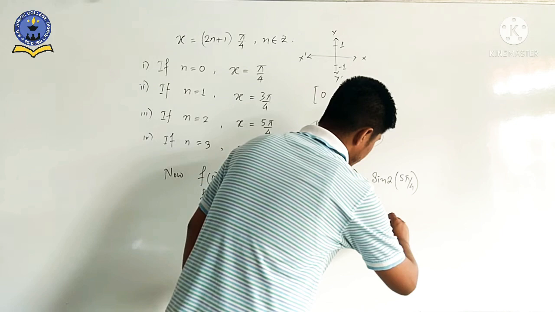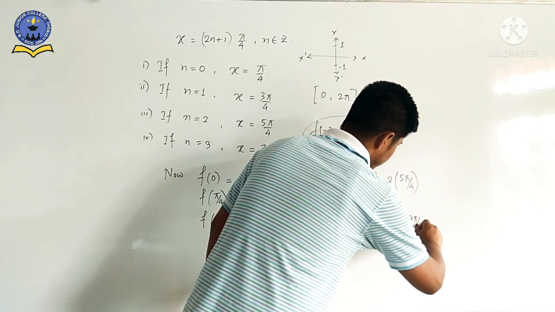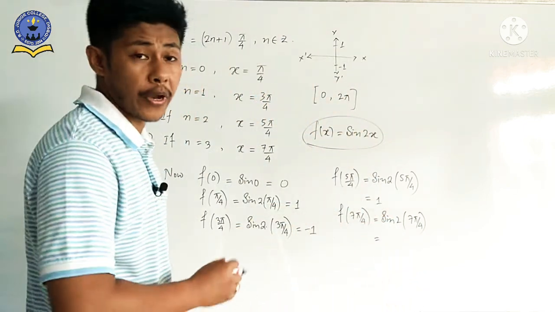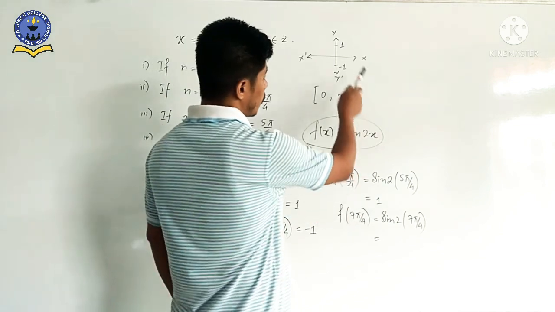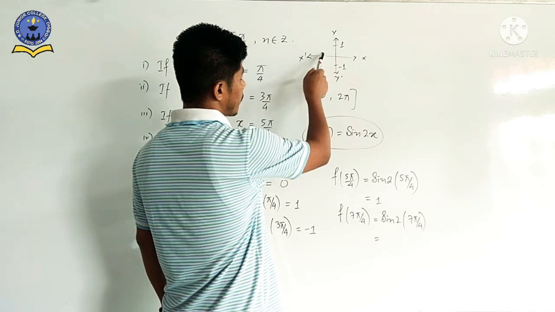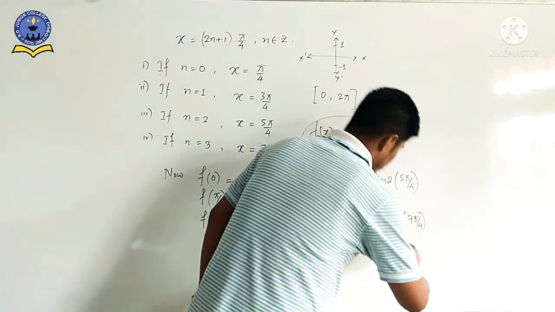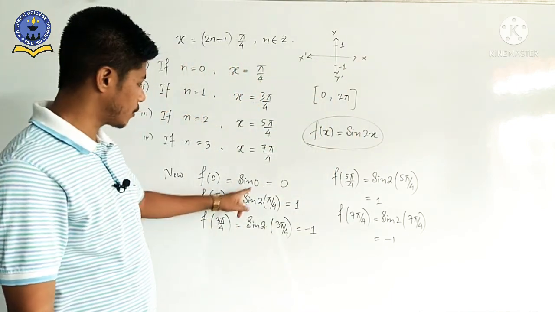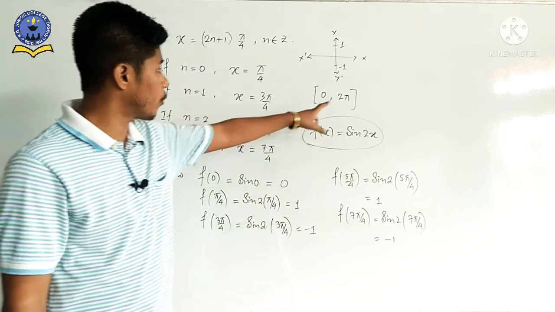Next one, here we write 7 pi by 4. So if we calculate here sine 2 times 7 pi by 4, 2 cancels with 4, that means pi by 2. So in this case what do we get here? You see here 7 times: 1, 2, 3, 4, 5, 6, 7. 7 times, that means the value of sine is minus 1. So if it lies on the x-axis, then the value is 0. As you see here, sine 0 is what? 0.